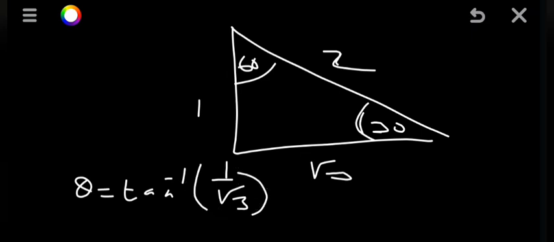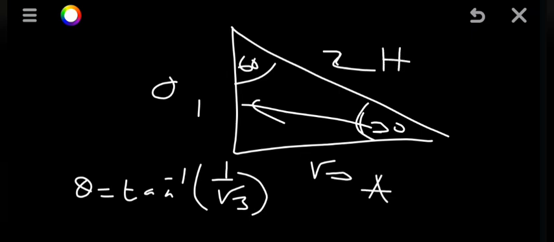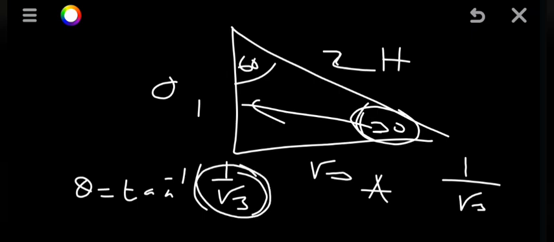The angle which is giving us the ratio of 1 divided by root of 3 is 30. Where is this 30 coming from? If this one is the opposite, this one is the adjacent, and this one is the hypotenuse, then tan 30 is going to be 1 divided by root of 3. So in the place of this one here, we say it is 30. So the theta that we have here is 30.